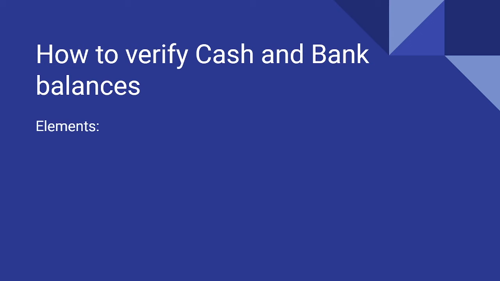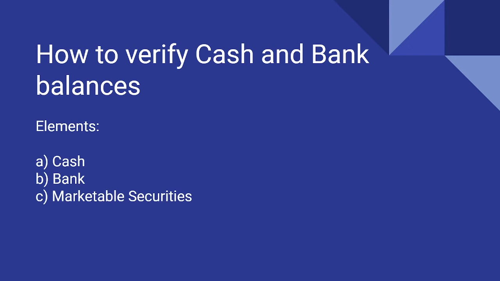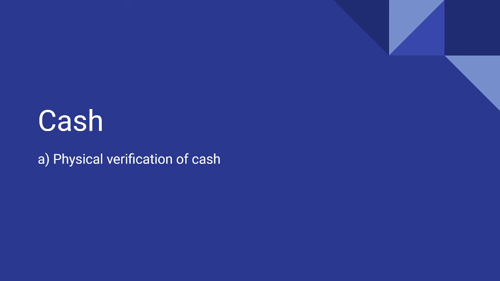So first we have to see the elements of cash and bank balances. So there's cash, bank, marketable securities, and then there are the foreign exchange reserves. So how do we verify cash? It is a pretty straightforward method. That is, we do the physical verification of cash. You can approach the entity and ask them to perform the cash count in front of you. Then you can verify this amount with the trial balance.